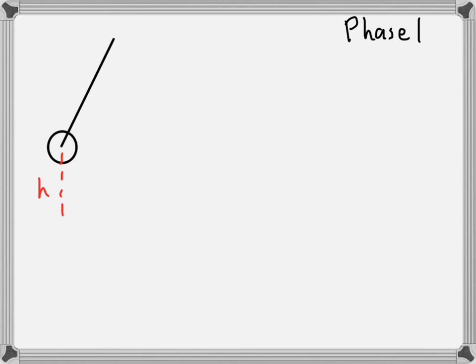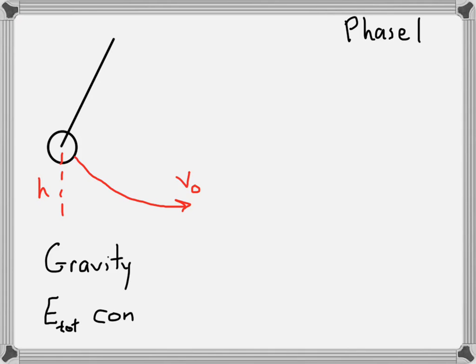All right, so in phase 1, we just have the mass M swinging down from a height h. And when it gets down to its lowest height, all of that potential energy that it had initially becomes kinetic energy. Since gravity is acting on the object, that's an external force, so we can't say that momentum is conserved. But gravity is a conservative force, so we can say that total energy is conserved. So that's what we're going to use in phase 1: energy conservation.